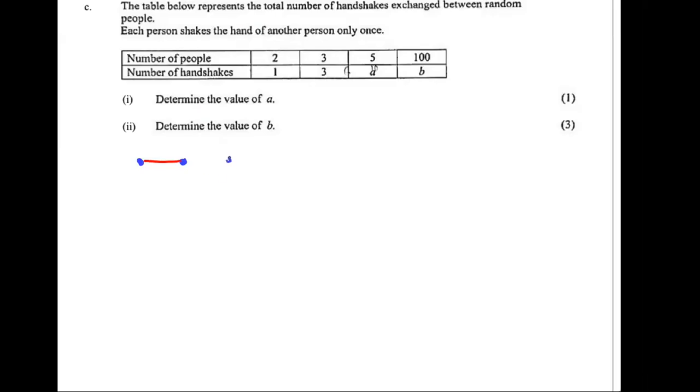If I have 3 people, they say there are going to be 3 handshakes. And that makes sense because they can shake hands there, they can shake hands there, they can shake hands there. Now, let's draw 4 people. They haven't given it to us, but let's see. Okay, 4 people.